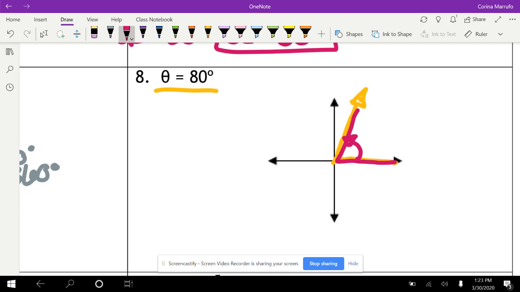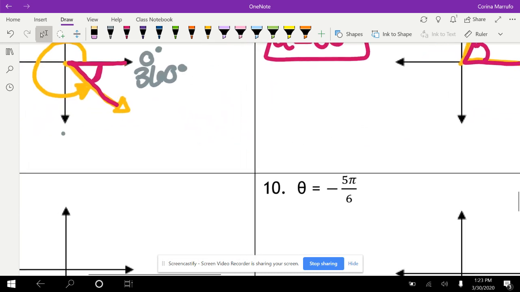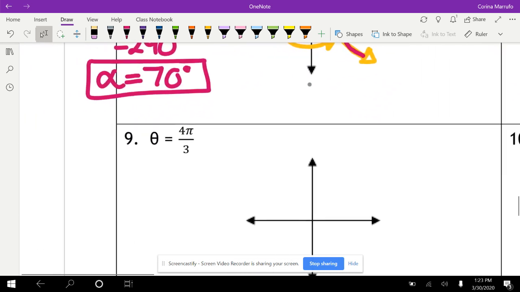So in the first quadrant, if theta is equal to 80, then alpha is also equal to 80. So if your angle lands in the first quadrant, your theta is also equal to your reference angle. Okay? And that's only in the first quadrant. All right, now we have these ones that are in terms of pi.